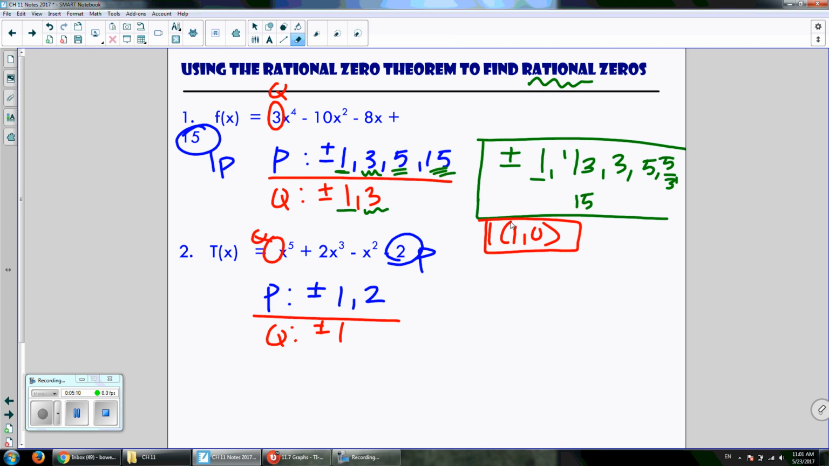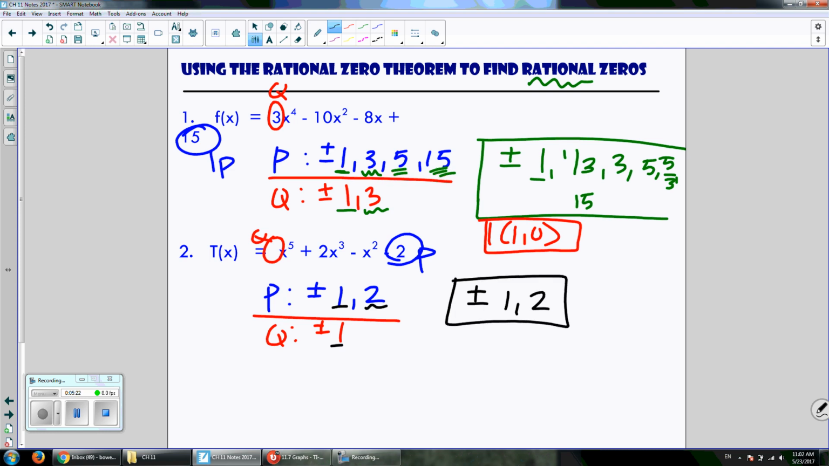So then if I find my factors where I'm going to do p divided by q and get all of my options, I'm going to have 1 divided by 1, which is 1. Then I'm going to have 2 divided by 1, which is 2. So in this case, I only have the options at plus or minus 1 or 2. So go ahead, graph this one, pause the video while you do, and find where it crosses the x-axis on that graph.